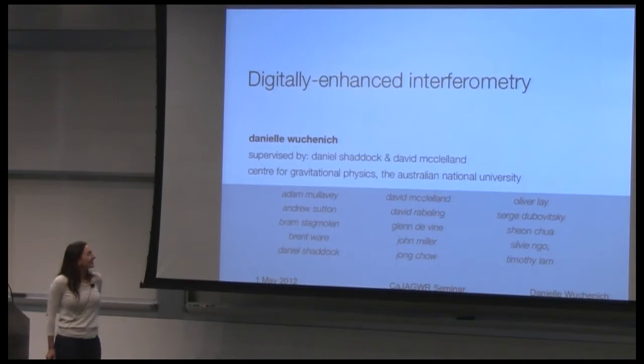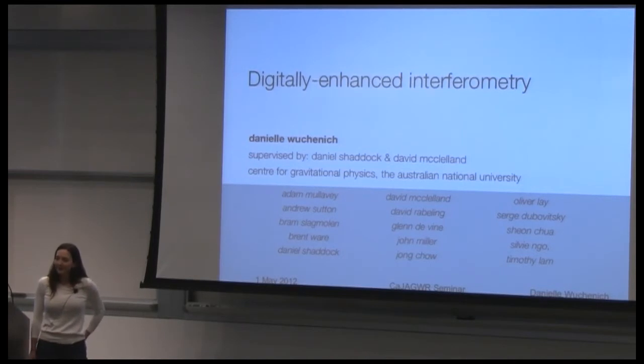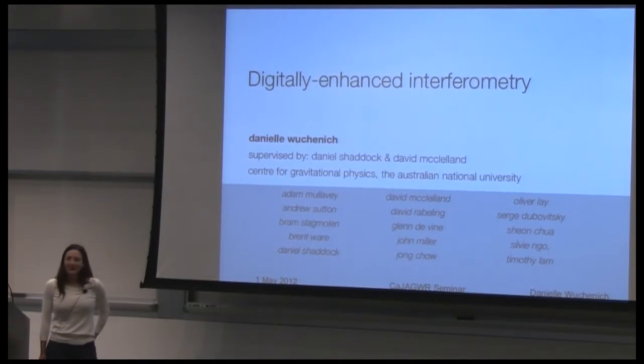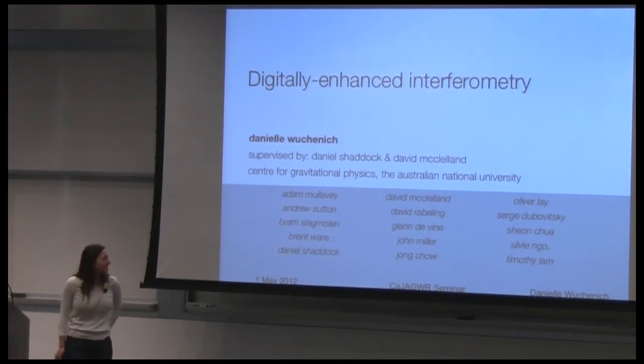So mainly I'll be talking about digitally enhanced interferometry, which was a technique that was developed at JPL and some of the first experiments done there. And then when Daniel Wucenich moved back to Australia, he made all of his graduate students work on it. So all of these people here are mainly people in Australia, with a few people here.